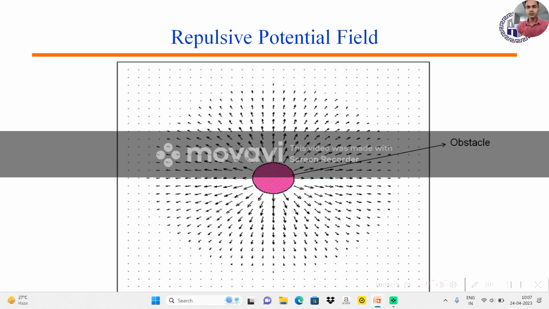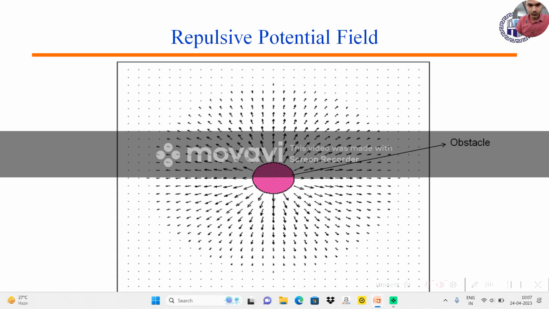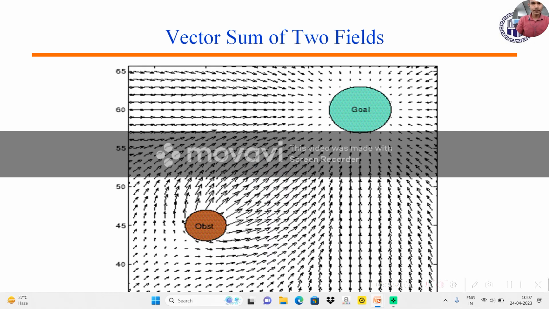The repulsive potential field. This is the obstacle. It will exert the repulsive force in order to push the robot if it comes in contact, so as to avoid collisions. If the distance is maximum, the repulsive force will be less, and if the robot is over here, where the distance is minimum, the repulsive force will be more. So it will try hard to push the robot away from it, so that no collision occurs.